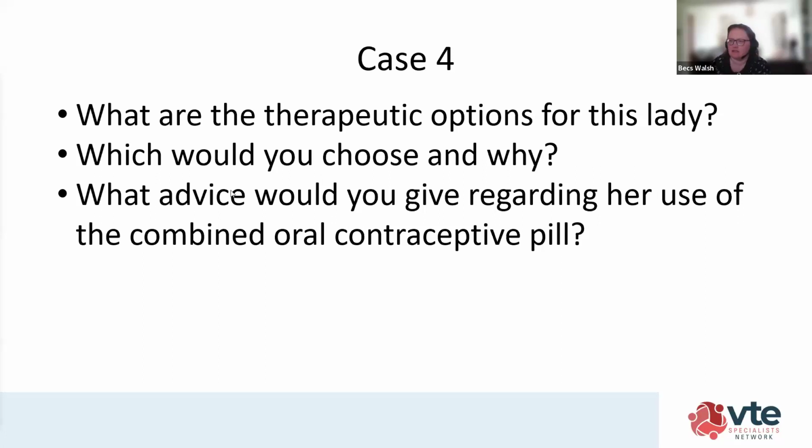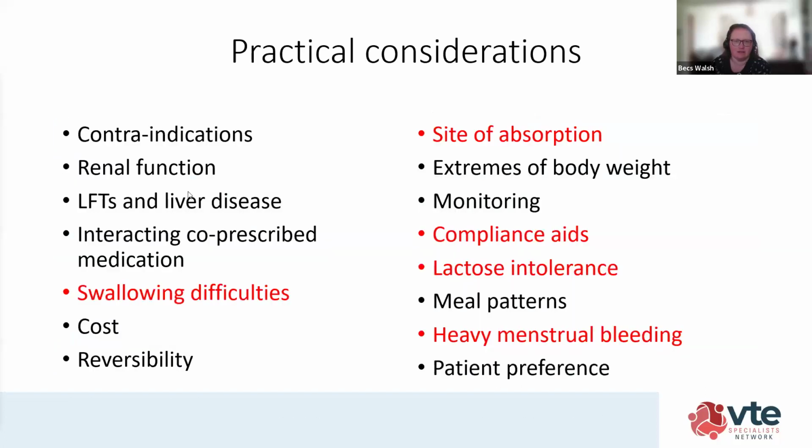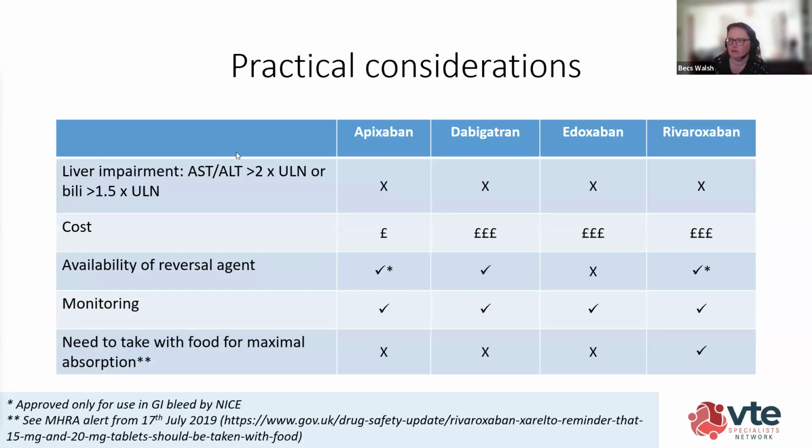That's the end of the case studies. This is the list that we started with, and I think the things in red we have more or less covered. There's probably more to say about most of them, but we've addressed some of the issues. We've looked a little bit at renal function and a little bit at extremes of body weight, but we'll cover that a little bit more in the next few slides.